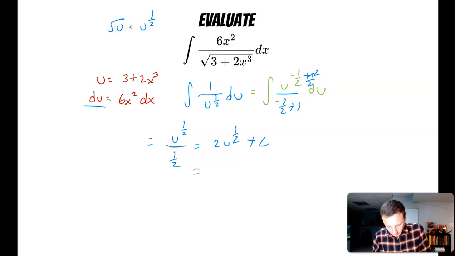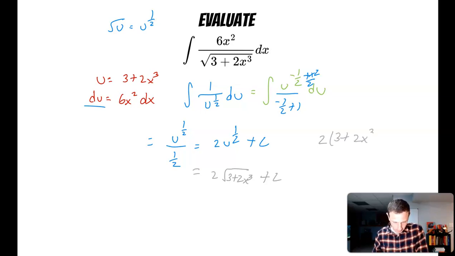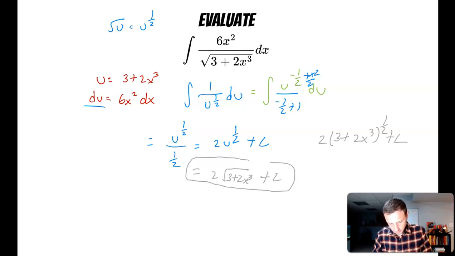We've got to make sure we put back in our original u, what we decided u was. So that's going to be 2 times, let's just put this in the radical. I'm replacing u with my u. What is u equal to? u is equal to 3 plus 2x to the third. And that was the 1/2, so that's why I'm putting it underneath the radical. You could just write this as 2 times 3 plus 2x to the third, to the 1/2, plus c. That's also fine, but that's why I converted it back to the radical form there. And that would be our answer.